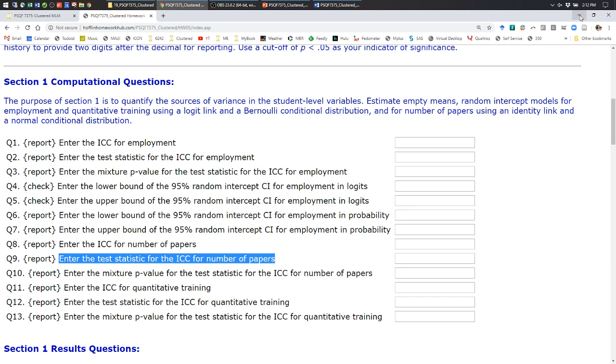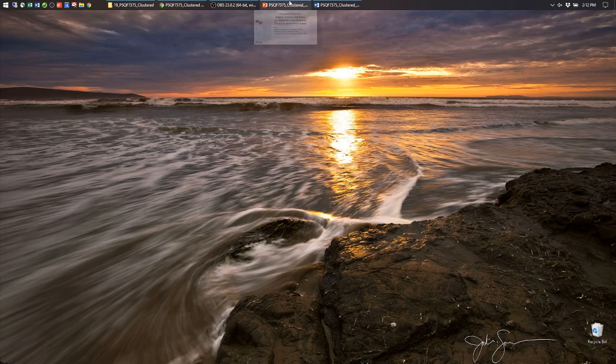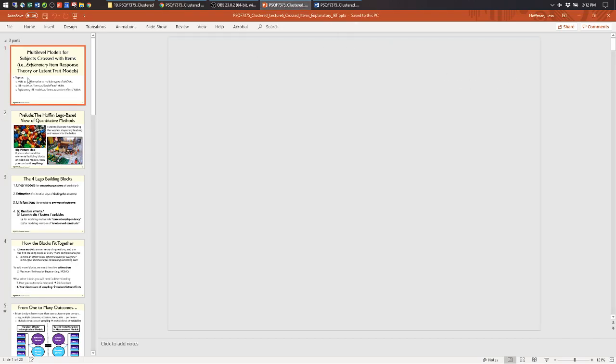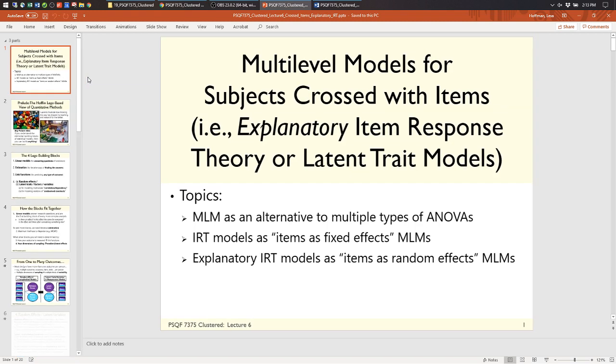But this week is a special week, I would say, because we're deviating from the official topic of clustered data to show how these models are related to other things that you know. There's an expression that if you have a hammer, everything is a nail. Do you know that expression?